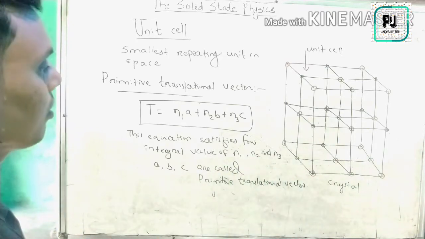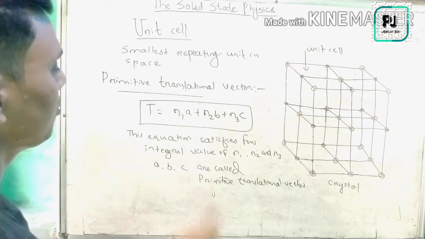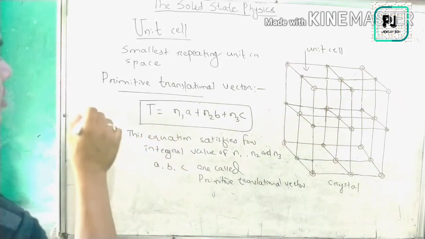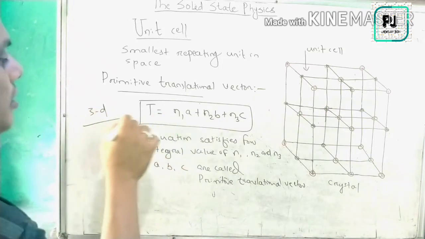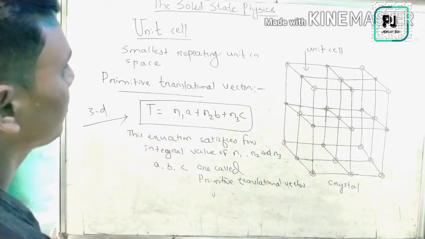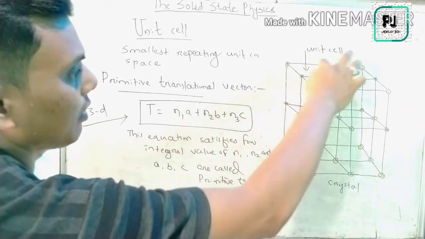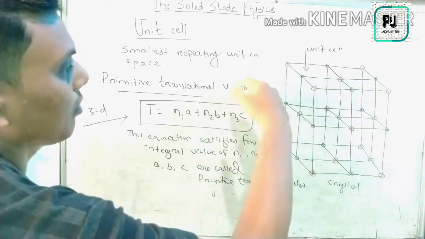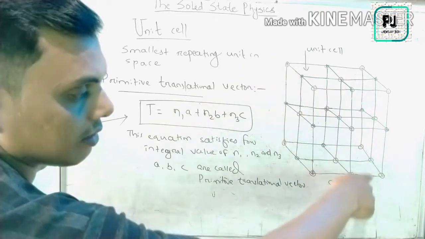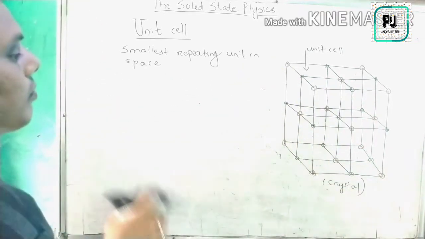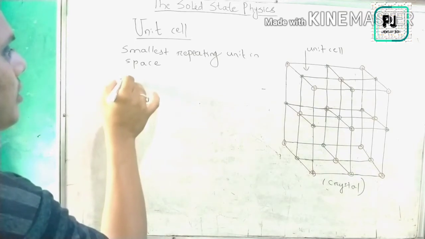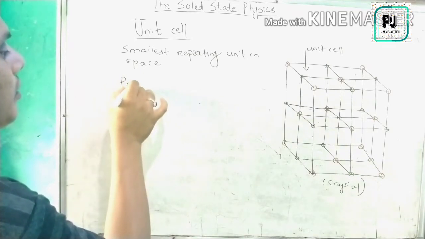Okay, so this equation is for 3 dimensions. So this is the unit cell. Any regular alignment of this unit cell, repeating over and over, is the formation of what? Crystal. Now comes another thing inside the unit cell, that is called the primitive cell.